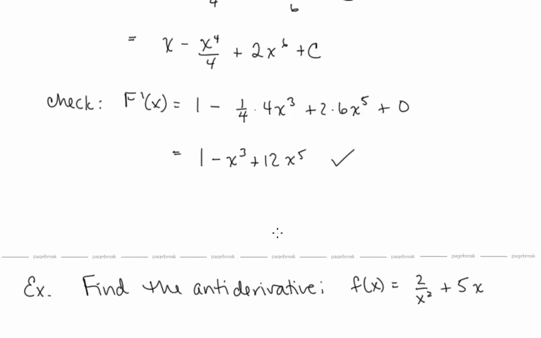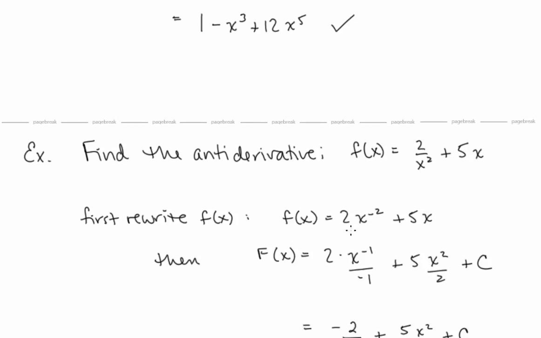Let's take a look at another example. Find the antiderivative. We have f of x equals 2 over x squared plus 5x. Now remember that when we learned to take derivatives, we had to make sure that our function terms were in the proper form to fit our derivative rules. Well, the same thing's happening here with antiderivatives. I don't have a rule for a constant over x to a power. I only have a rule for a constant times x to a power. So I need to write this as 2 times x to the negative 2 before we can continue.